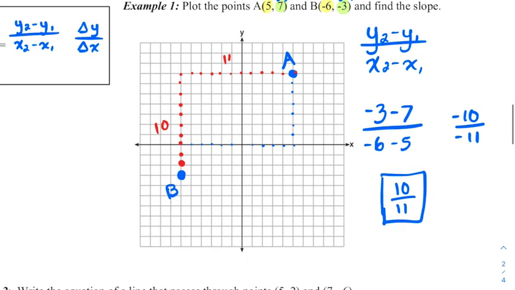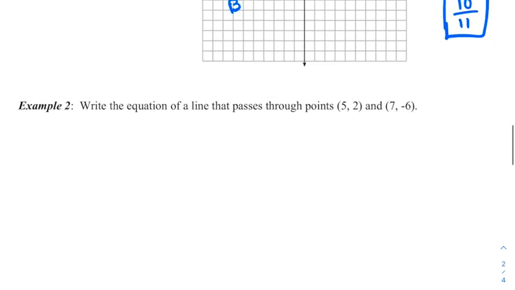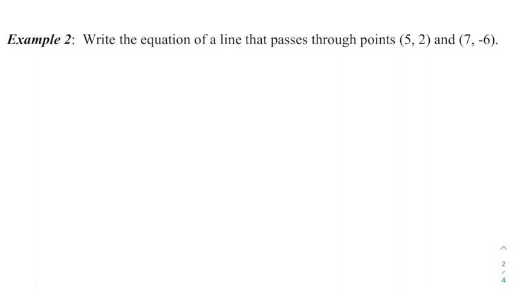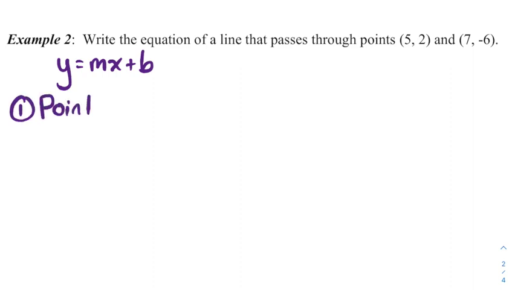So the reason why the slope formula is important is because in example 2, we want to write an equation of a line that passes through those 2 points, 5, 2, and 7, -6. Now, whenever we write an equation of a line, if we're writing it into y equals mx plus b, we need 2 things. We need a slope and a y-intercept. And in order to get a slope and a y-intercept, we really technically only need a point and a slope. If we have a point and a slope, then we're good to go.